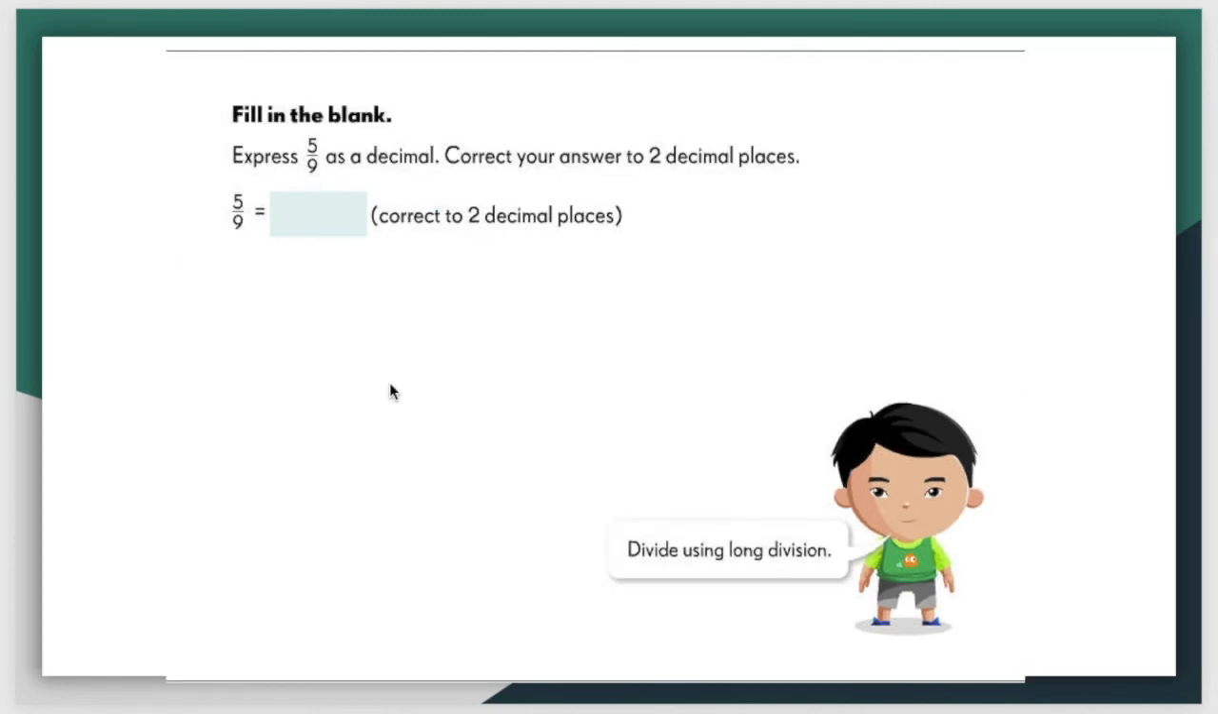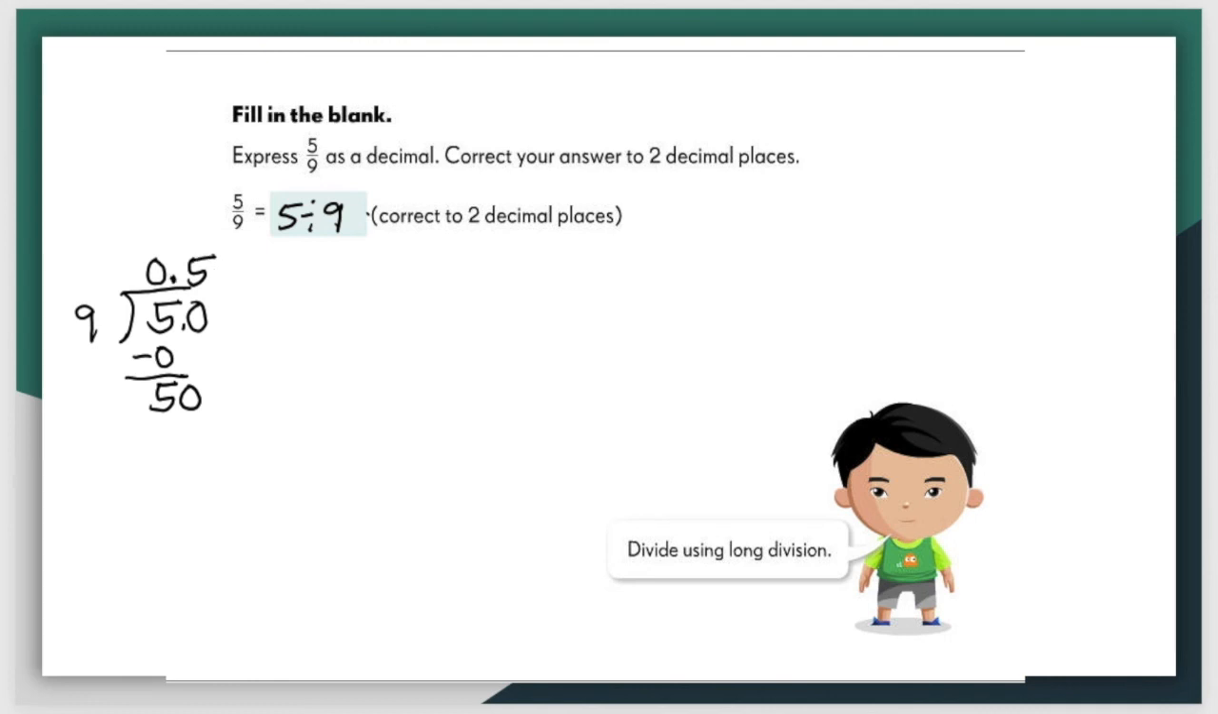One last example. Let's express 5/9 as a decimal and let's correct our answer to two decimal places. 5 ninths is the same as 5 divided by 9. So using the long division process, we can do it like this. 5 divided by 9. So we got 0. 0 times 9 is 0. 5 minus 0 is 5. Let's rename our remainder into 50. 50 divided by 9 is 5.